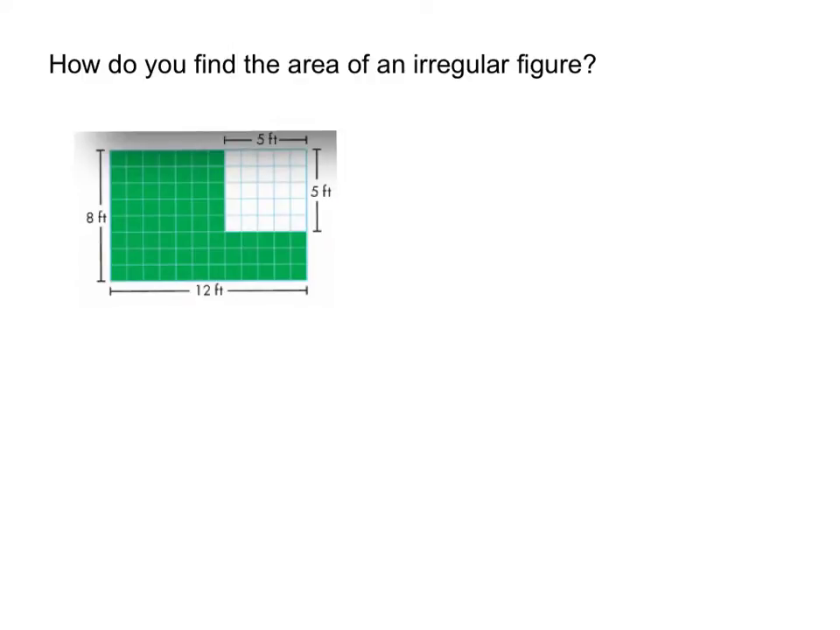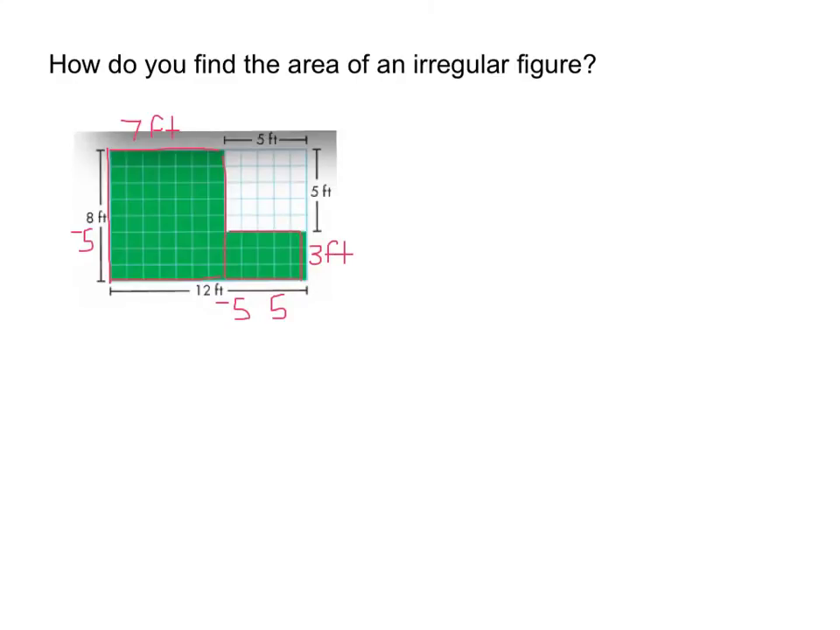Now sometimes you're going to come across an irregular figure that you need to find the area of. And there are really 2 different ways that you can do this. The first way would be to take your figure and cut it into smaller pieces. So I could look at this as one figure that is 8 feet by whatever 12 minus 5 is. That would be 7 feet. And then a smaller figure here, that would be 5 feet by 8 minus 5, which is going to give me 3 feet here.